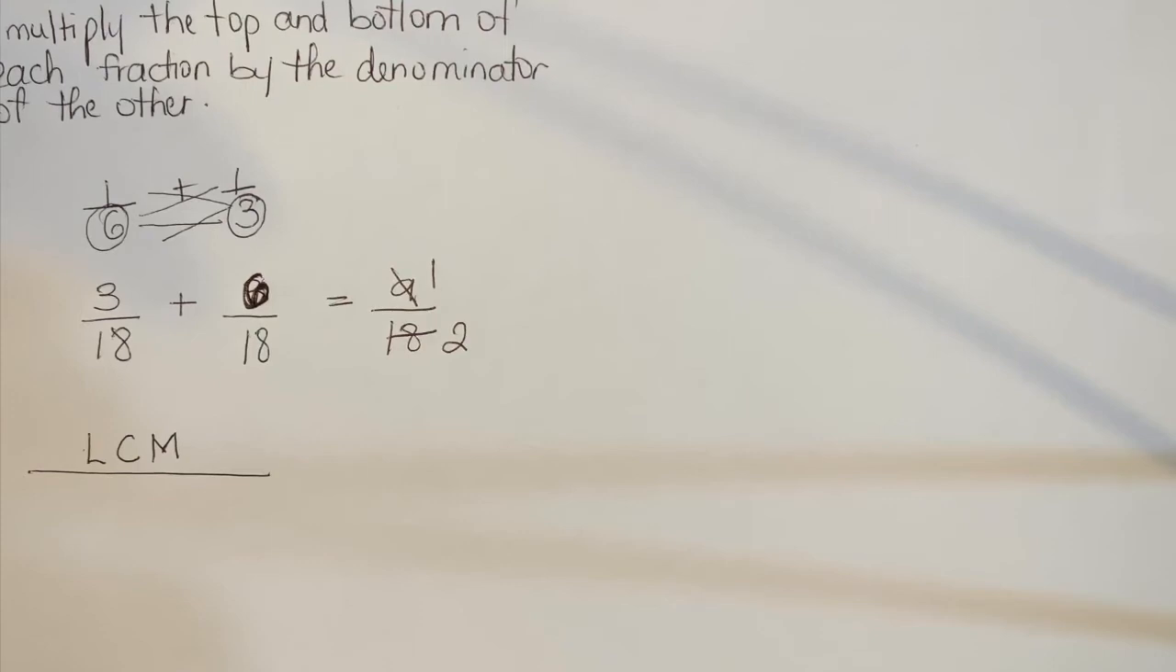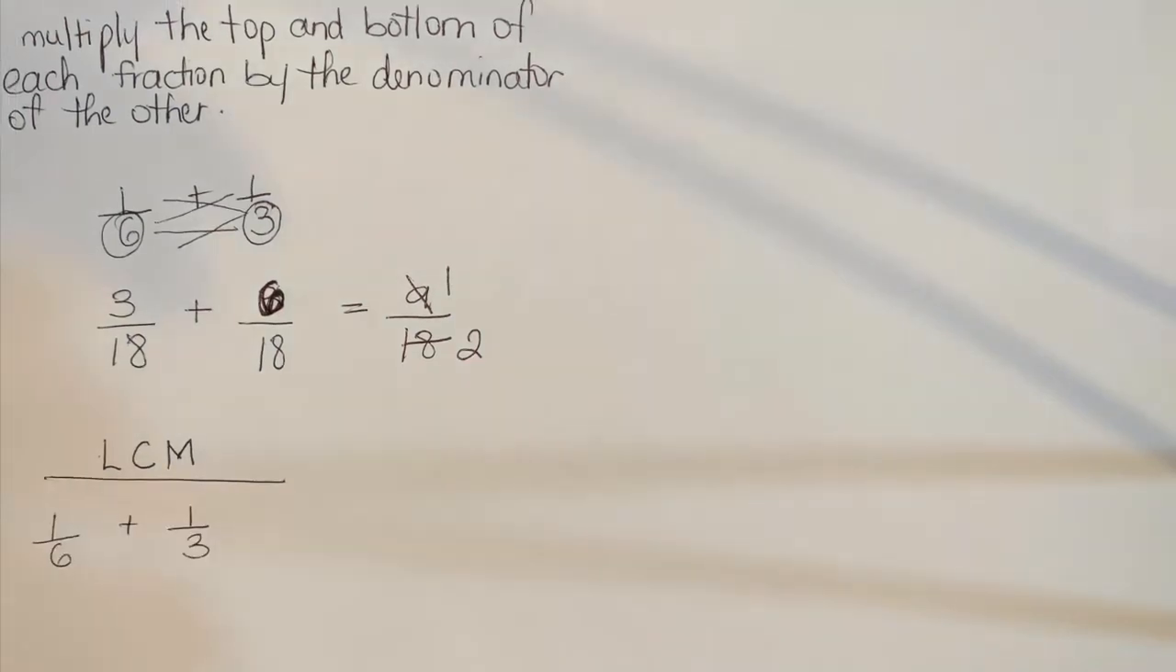So once you see a common multiple between or among the numbers for which you are finding the LCM, you can stop listing. We're going to use the same example as before. So we have 1 over 6 plus 1 over 3, and we'll be finding the LCM of 6 and 3. We'll now start listing.